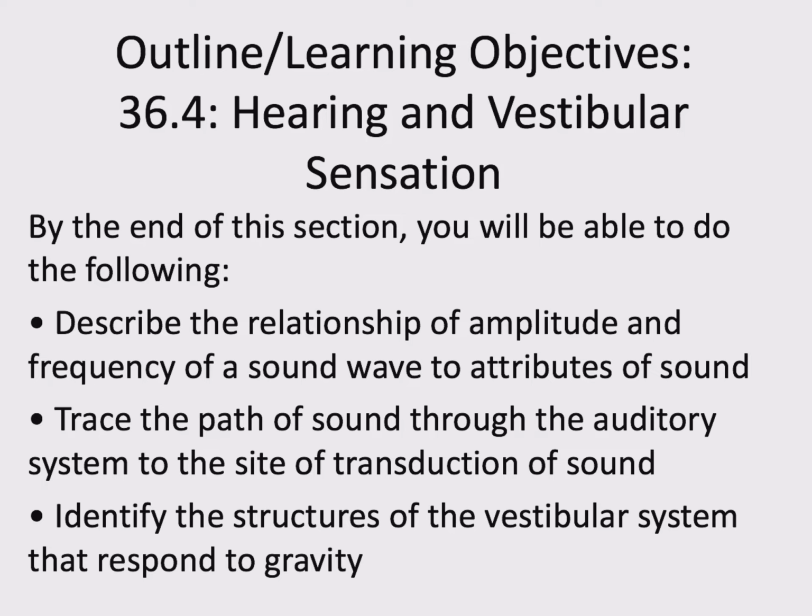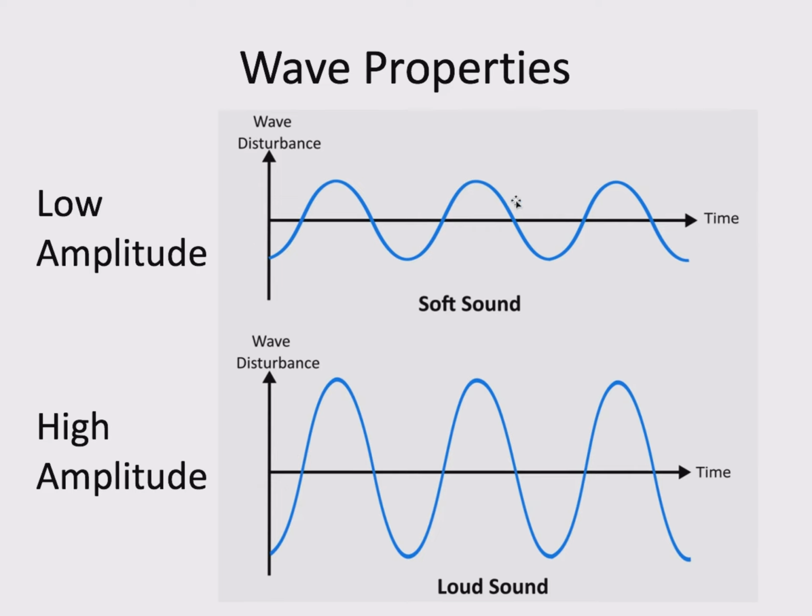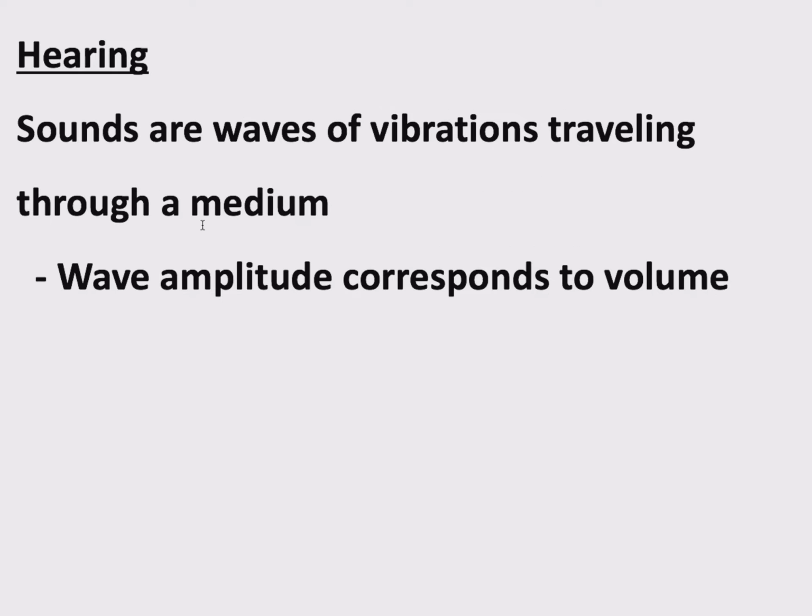So before we can talk about hearing, we have to talk about sound waves. Sound waves are vibrations traveling through a medium. And the amplitude of the wave, getting into physics here, but just the light version, corresponds to the volume of the sound. So a softer sound would have a lower amplitude, and a louder sound would have a higher amplitude on this wave. But at the end of the day, it's still just vibrations traveling through a medium. I'm saying a medium because it could travel through air, liquid, or solid. Sound waves are vibrations traveling through a medium. Wave amplitude corresponds to volume.